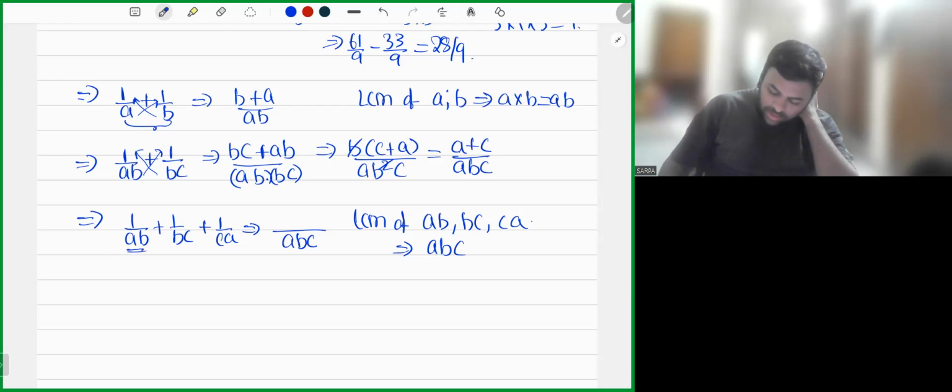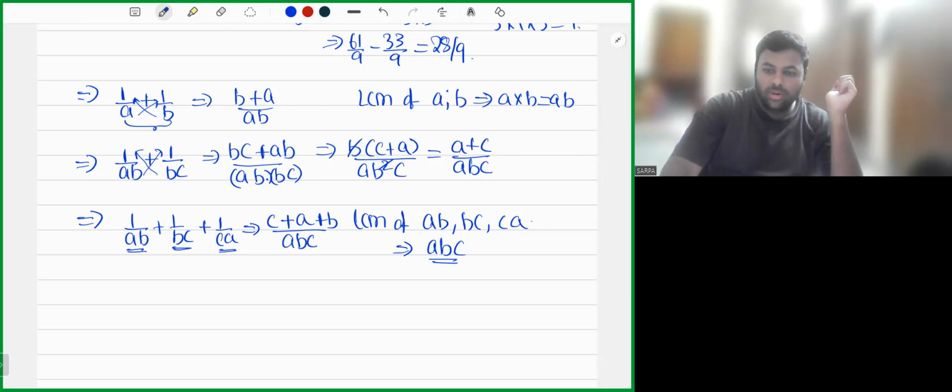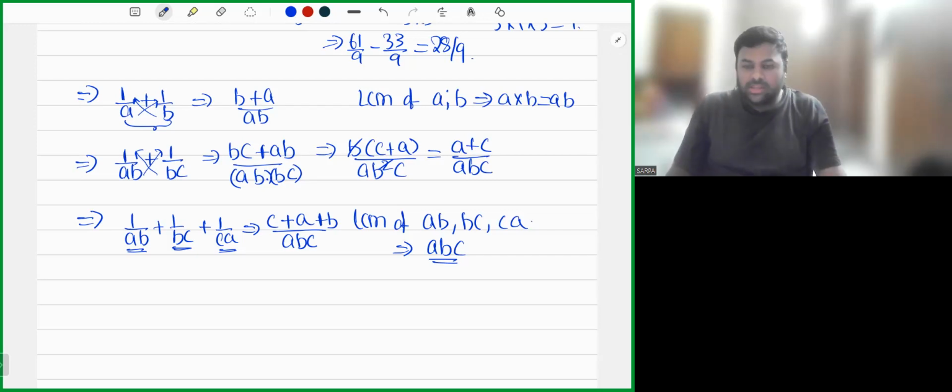How will AB become ABC? If you multiply numerator and denominator by C. How will BC become ABC? If you multiply numerator and denominator by A. How will AC become ABC? If you multiply numerator and denominator by B. So, I hope these points are clear, my dear friends. I think you are in a position to understand this LCM and all those things. Now, let's proceed further.